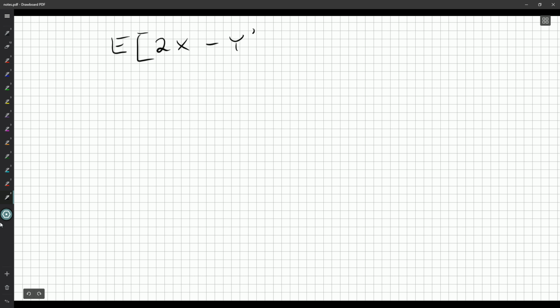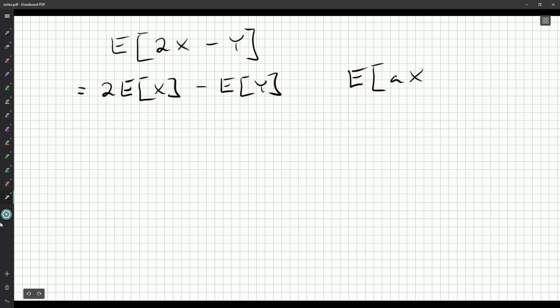Okay? Expected value allows constants to pop out. So we get 2 expected value of x minus expected value of y. Now for the purists in the class who say, well, no, we learned this turns into a E of x plus b E of y plus c. Nobody said anything about minus signs.